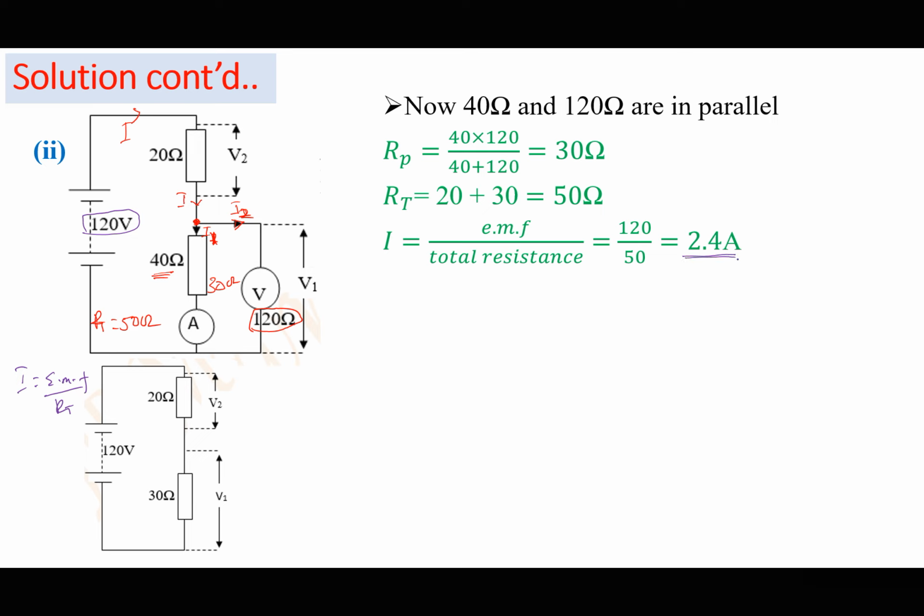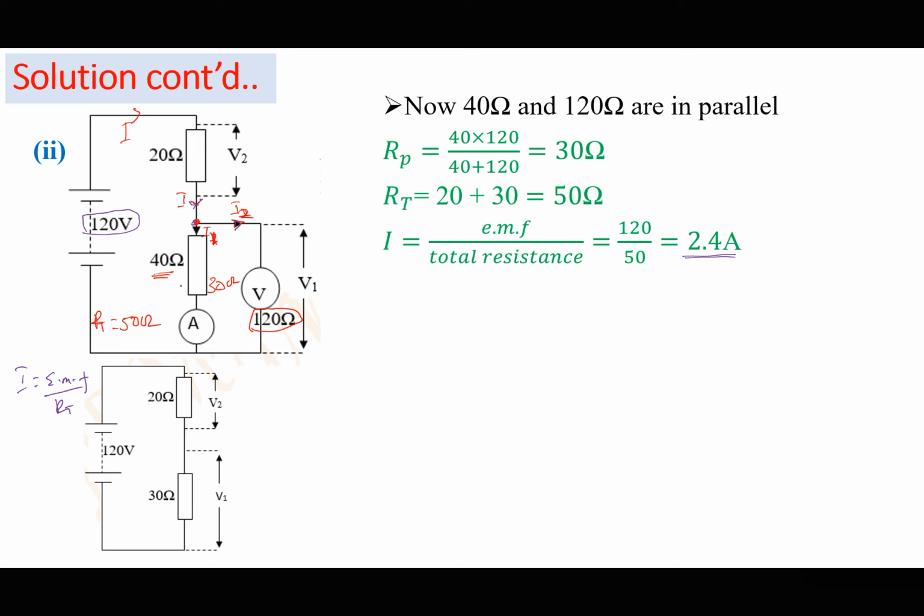That is not going to be the reading of the ammeter, not at all, because the current I, which is 2.4, divides at the junction. Part of it goes to the voltmeter because it has a low resistance, some current goes through it, and part of it goes into the 40 ohm resistor.